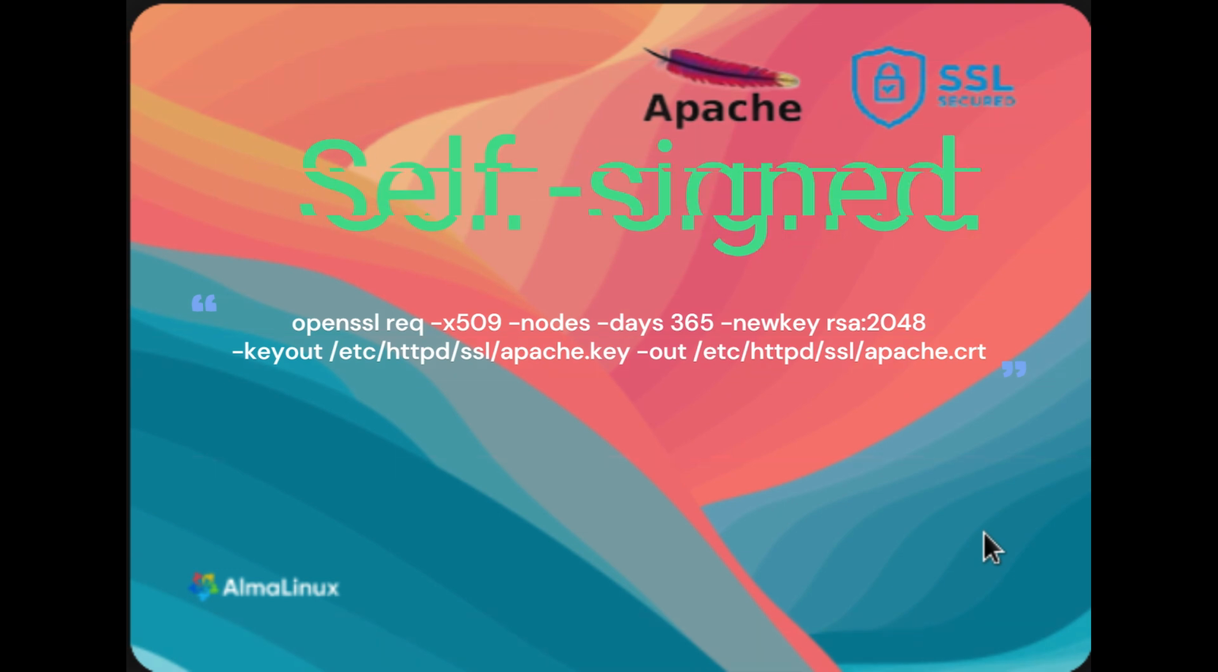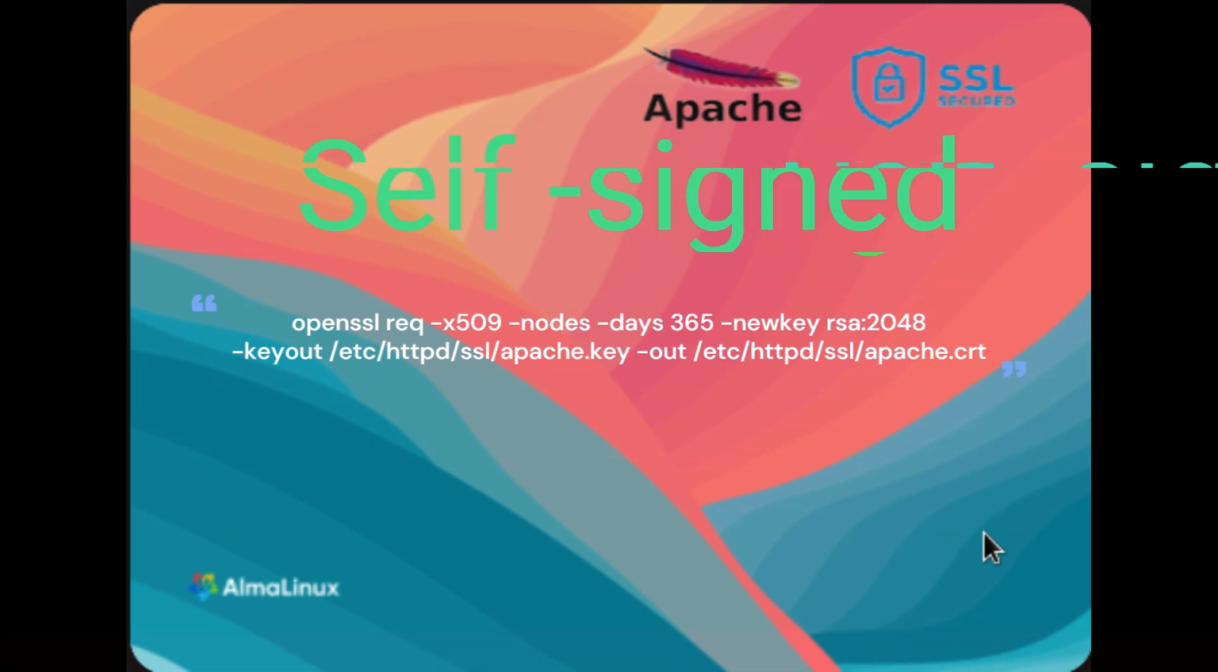3. X509. This option specifies that we want to create a self-signed certificate, as opposed to a certificate signing request, CSR, that would be sent to a certificate authority, CA, for signing. 4. Nodes. This option tells OpenSSL not to encrypt the private key. In this case, the private key will be generated without a passphrase, which can be useful for automated systems and services that need to access the key without user interaction. However, it's less secure than using a passphrase-protected key.